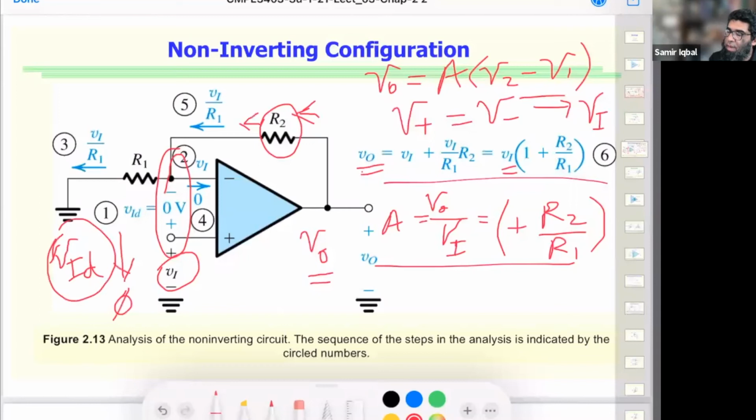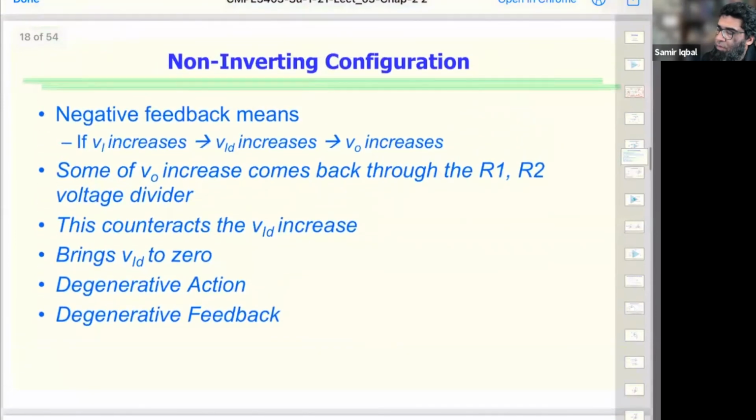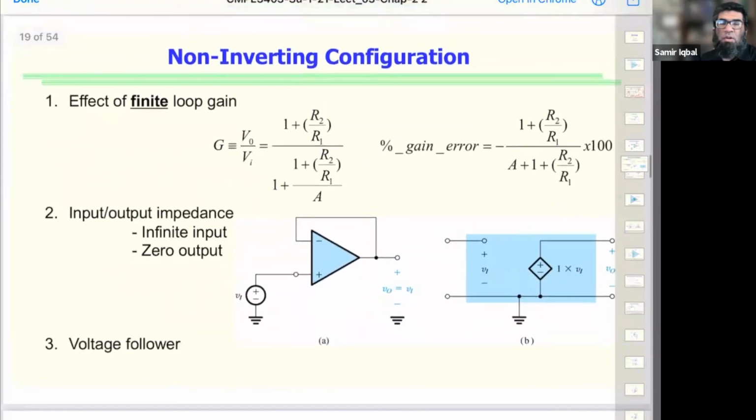So what it means is that although the op-amp is supposed to be amplifying the differential signal, in the non-inverting configuration the op-amp does something called degenerative action, or degenerative feedback, where it brings down the differential signal if it changes from the basic value that's running the op-amp. And that gives us control over the gain of the network.